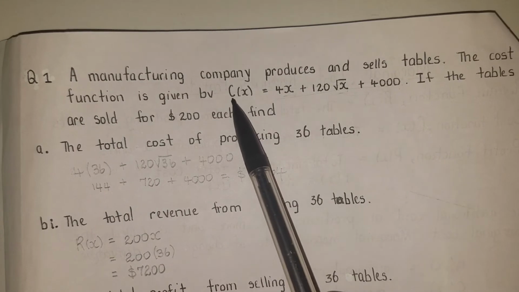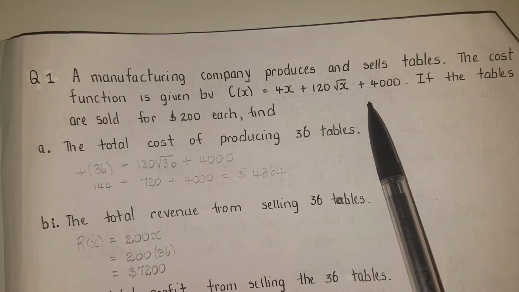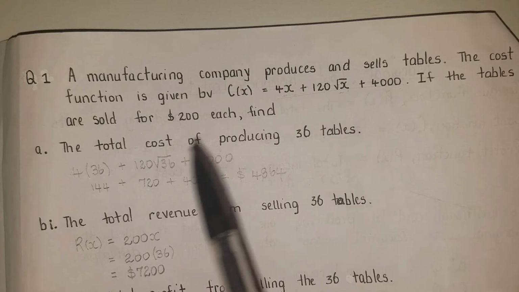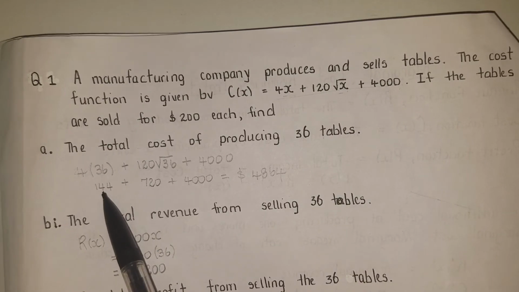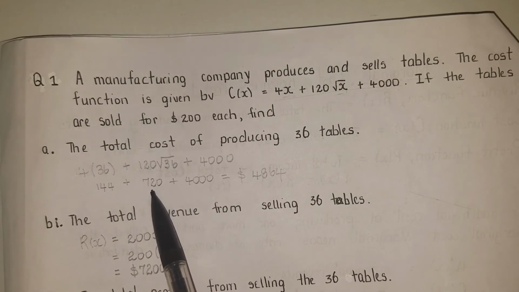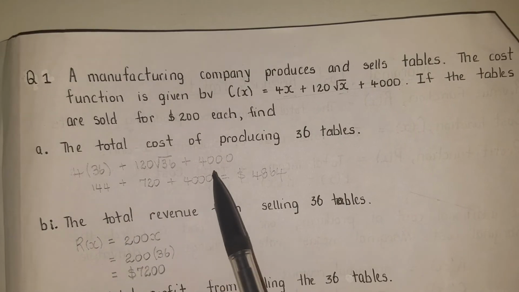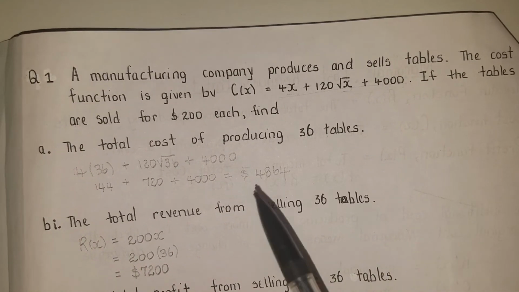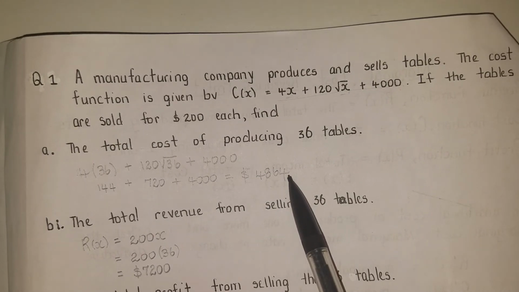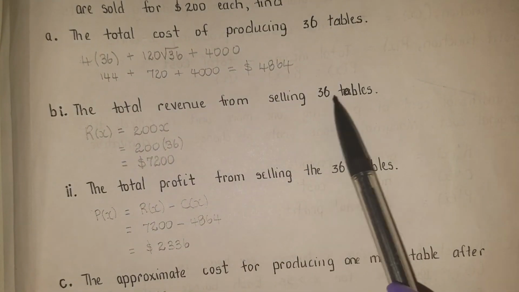Now, here is our cost function, and we can use it to find the cost of any amount of tables. So we will simply plug 36 in place of the X to give us 4 times 36, 144, 120 times root 36, which is 720, bring back our 4,000, and when we add all of this, the cost for producing or making those 36 tables is $4,864. The B part is asking for the revenue that you'll get from selling those 36 tables.